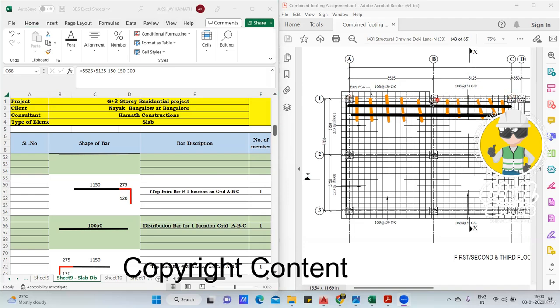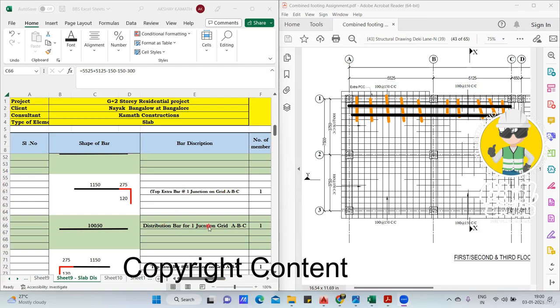In the middle portion I've deducted 300 because you know, right? This bar won't go through the beam. Practically it goes, but usually when calculating, it should come here. If you don't deduct also, nothing will happen. 300, 300 doesn't make any sense, but this is the right way to do. Finish. This is done. Now you have to write the distribution bar for one junction.